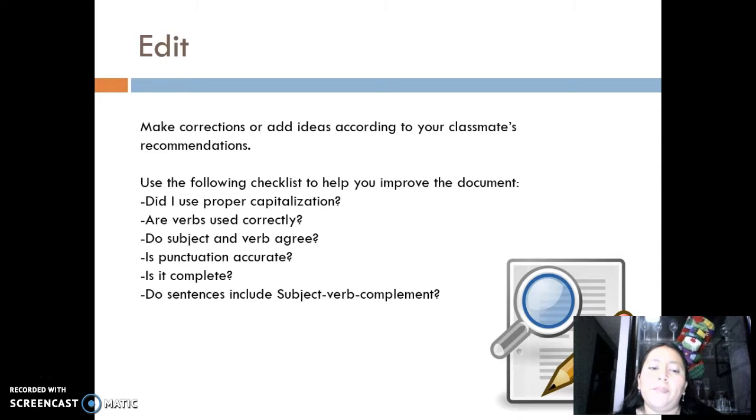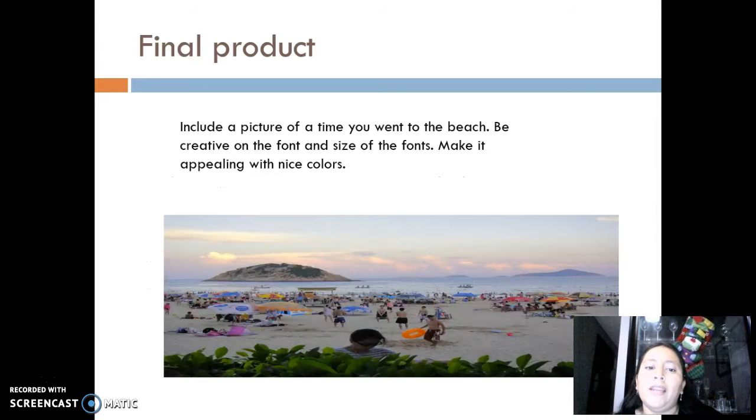You need to make sure that you use proper capitalization. Are verbs used correctly? Do subject and verb agree? Is punctuation accurate? Is it complete? Do sentences include subject, verb, complement? After you have checked if your writing has answered all these questions, you probably have your work edited. And after you have all your classmates' recommendations included in your paper, you can go to the next step, which will be your final product.